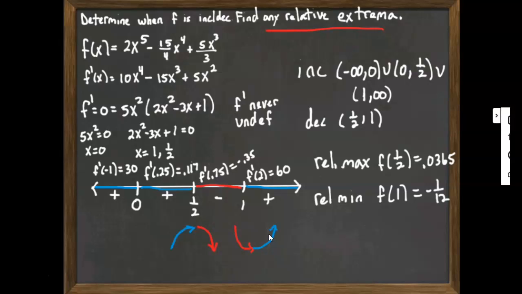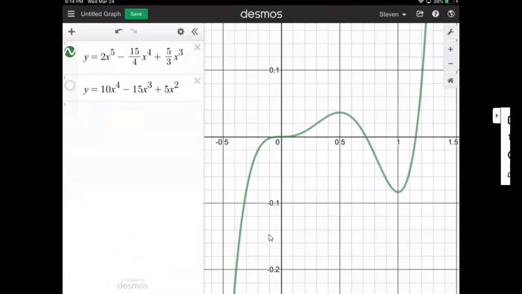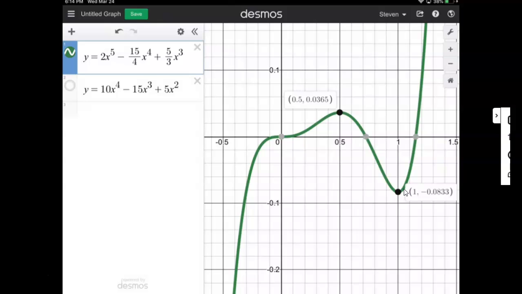Okay, so at this point I want to quickly take a look at the graph of this function and show you how we've found the different pieces of the graph. You can see the graph is increasing until we reach 0. Notice at 0 the graph levels out, but it doesn't actually turn around, it just keeps going up. And so we have here our relative maximum at 1/2, 0.0365. All right, and then the graph starts decreasing for its first time between 1/2 and 1. When it gets down to 1, it reaches its relative min, and then the graph resumes increasing.